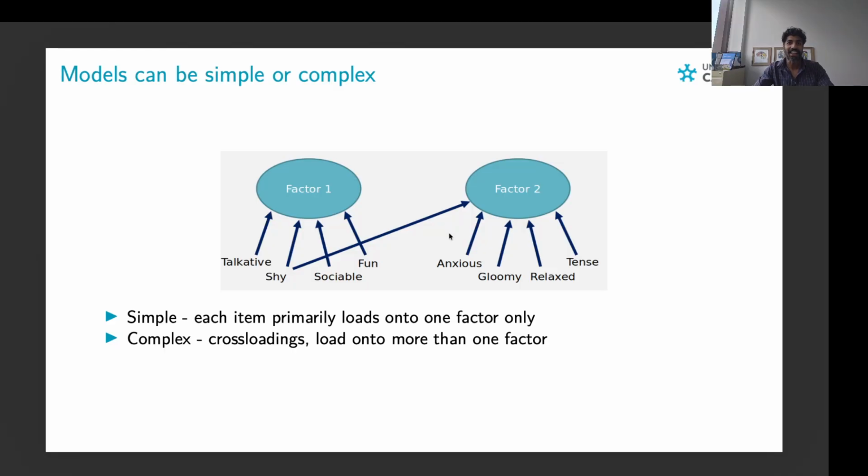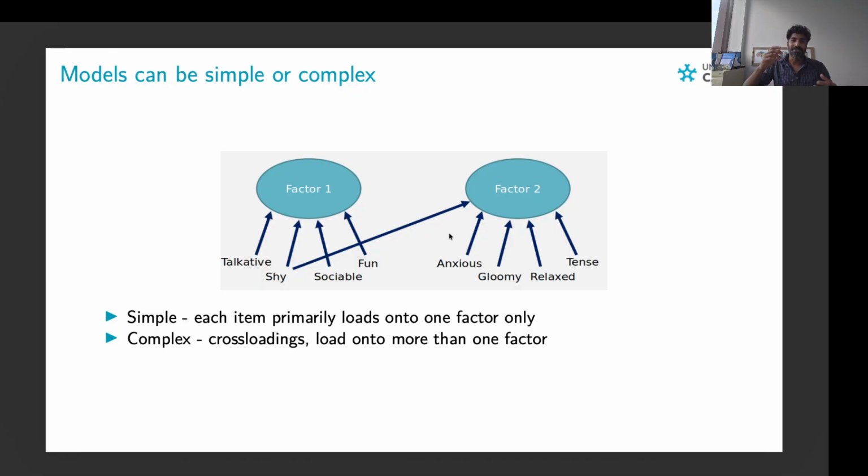Now, in reality, models can be simple or complex. And so this is an example of the complexity that occurs, which is, a simple model is where every item loads onto one factor only and you've got your clear structure. A more complex model is where you have cross-loading. So some items, like shyness, actually load onto what you think is introversion, extroversion, and also load onto the neuroticism factor. So there's this relationship between shyness as a variable and both factors.